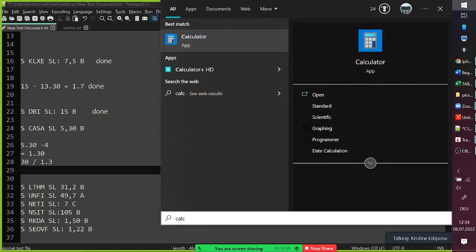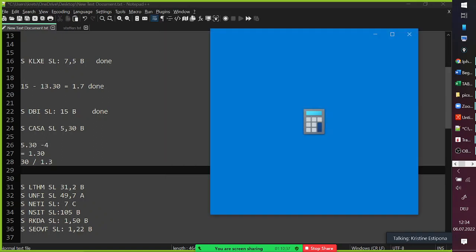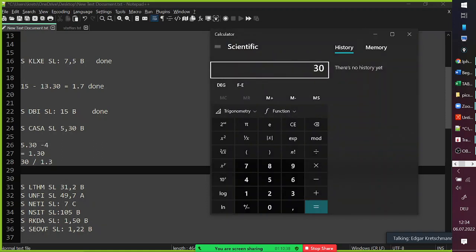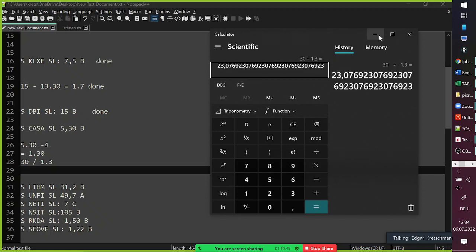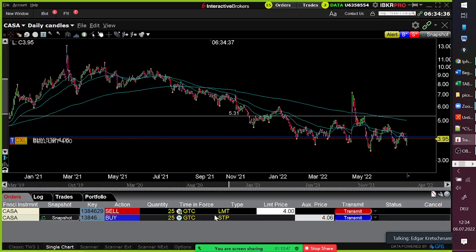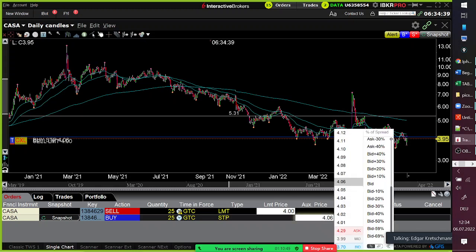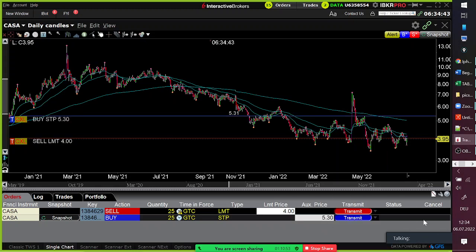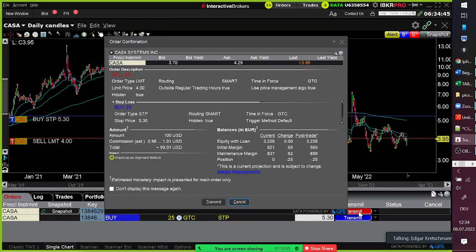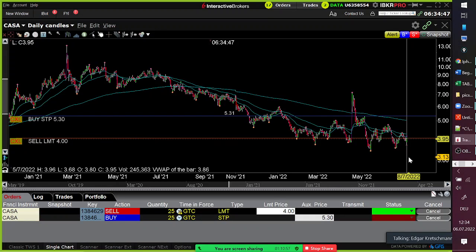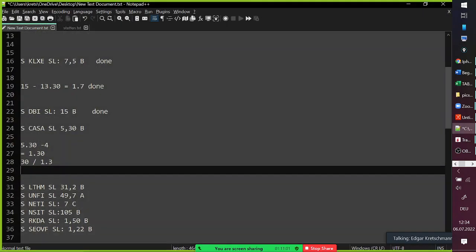You need a calculator. So, small numbers, but sometimes difficult. So 23, yeah? Okay. Yeah. So I'll leave this in here. I put the stop loss at 530. And then I transmit, and that's it. That's it. Done. Okay. The rest I will do alone.